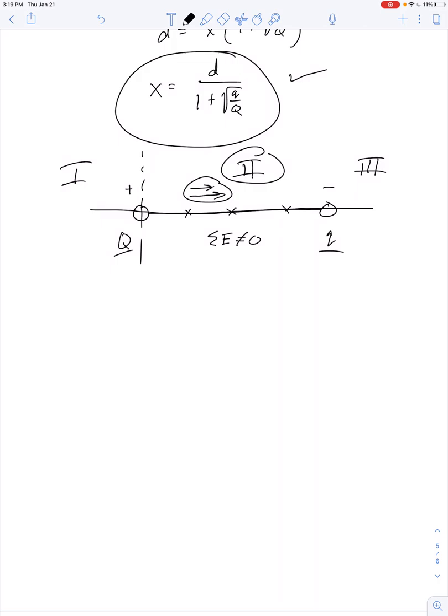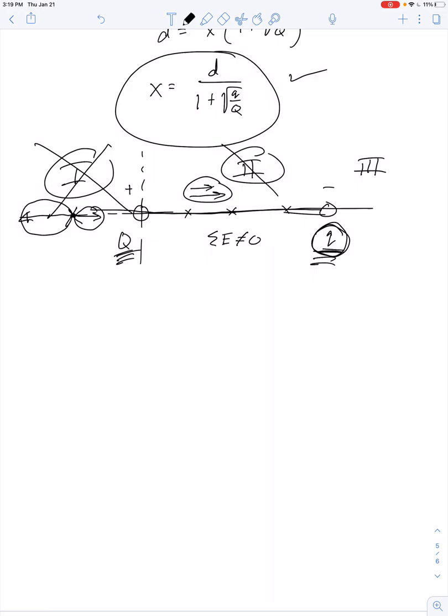So let's try region number 1. Well, there's going to be a repulsion from capital Q. There's going to be an attraction to lowercase q, but guaranteed this vector is going to be smaller in magnitude than the vector pointing to the left for two reasons. One, this charge is smaller in magnitude, and two, the point in question is much farther away. So that's it. We figured it out. The electric field can't be 0 in region 1 or region 2, but it could be 0 in region 3.